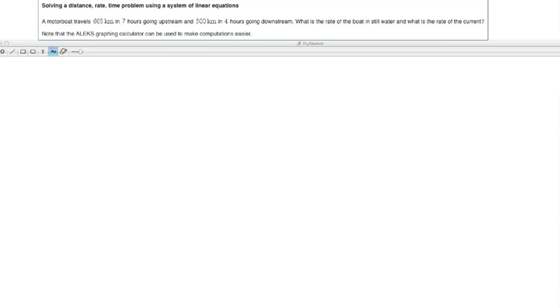Okay, this is a good one. This is a problem. They have a few different kinds of these where you've got one thing going against the speed of another. So in this example, we have a motorboat traveling 665 kilometers in 7 hours going upstream, and 500 kilometers in 4 hours going downstream.